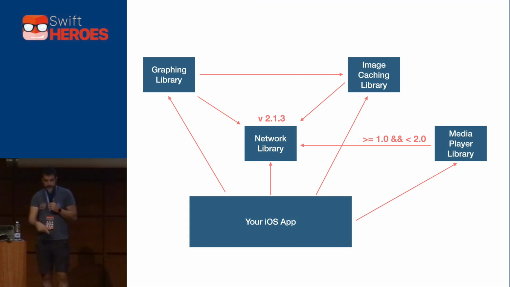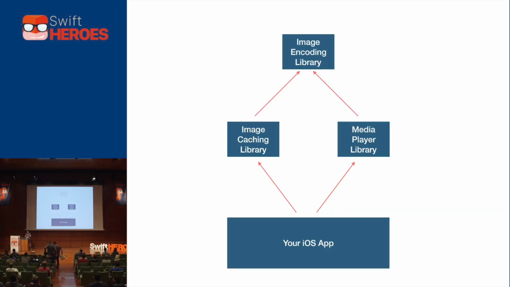But in these cases, it's not too much of a problem because you're manually importing each of the dependencies. So you're pulling in the network library, the graphing library and the image caching library. But let's take another case where you want both your image caching library and your media player library, but they're both using an image encoding library that you don't actually know about and that you don't use yourself. So you have to work out why it doesn't build, go and get the image encoding library, make sure you have the right version, put it in, build it, link it against the other two targets. It's a faff. It's quite painful.